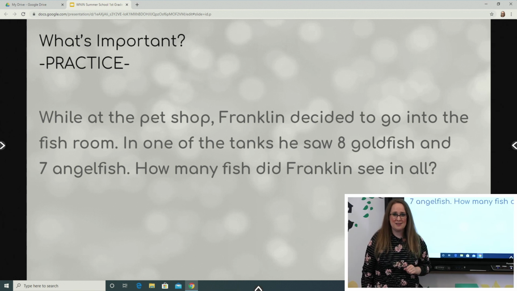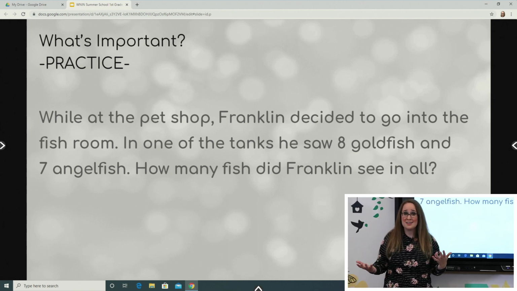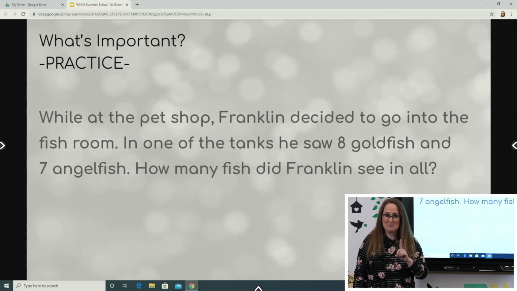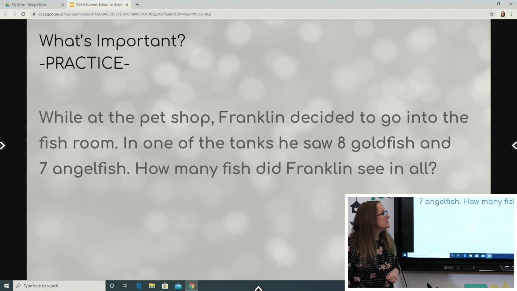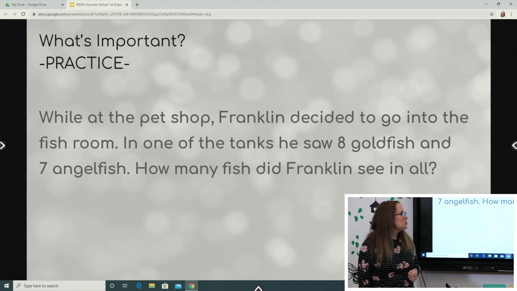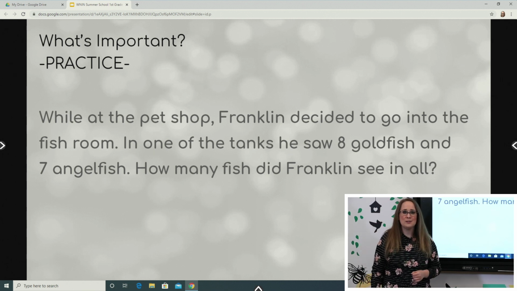Let's try another one. We're still at the pet shop, and again, our key word for today is pets. While at the pet shop, Franklin decided to go into the fish room. In one of the tanks, he saw 8 goldfish and 7 angelfish. How many fish did Franklin see in all?